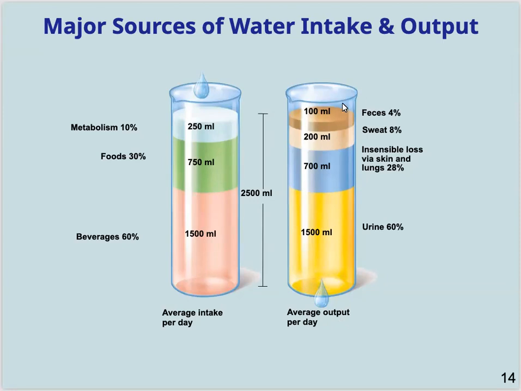Okay? And the output that our body produces is in the form of feces, sweat, and insensible loss through skin, like evaporation, and through the lungs, through respiration. Okay, and finally, the greatest amount of fluid loss each day usually comes from urine. And this amount can actually be heavily modulated depending on our kidney function.